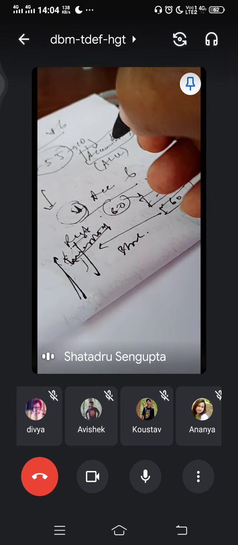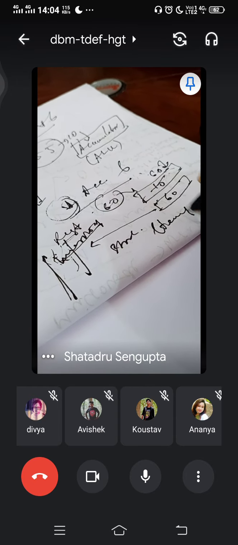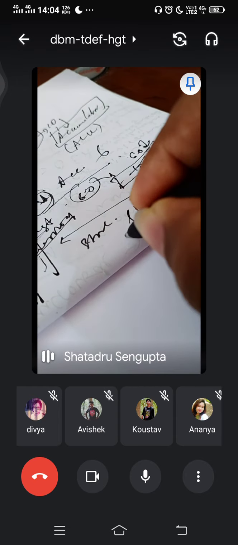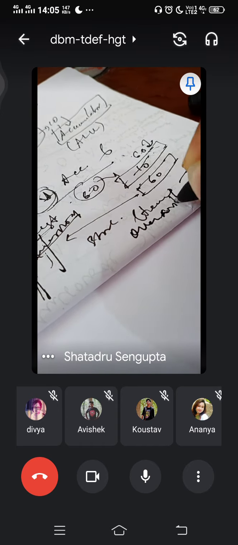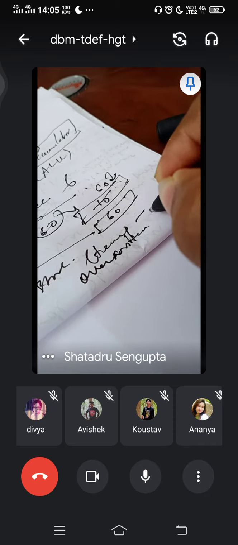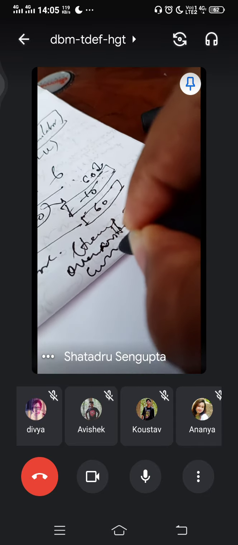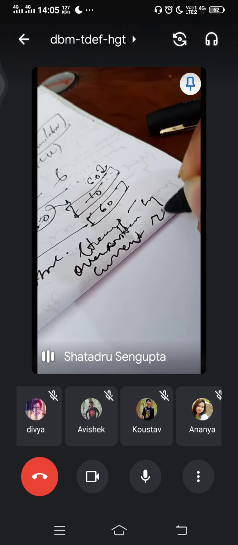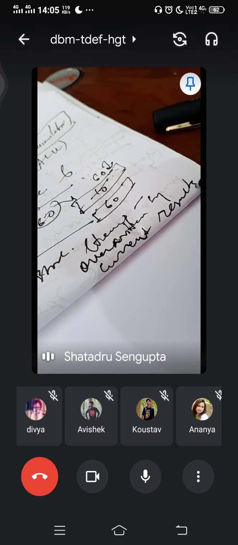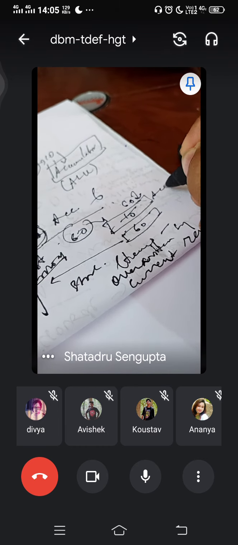So this is basically temporary. It is overwritten by current results. So the previous results will always be overwritten by current results in the accumulator.